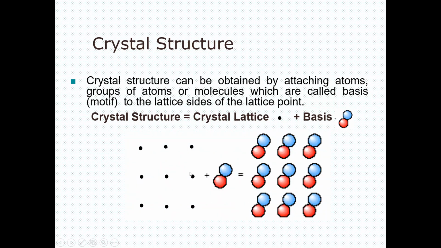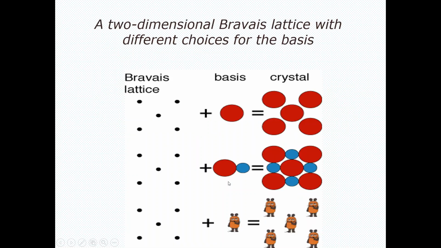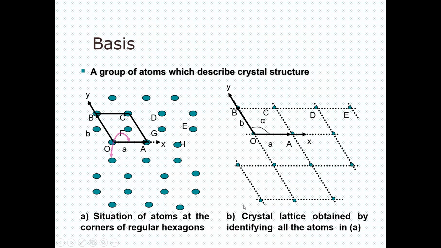Here you can see again in two dimensions: these are the crystal lattice. On the crystal lattice we just put the basis, and it gives us a particular crystal structure. Again in two dimensions you can see a two-dimensional Bravais lattice with different choices for the basis. So the Bravais lattice plus the basis gives you the exact crystal. I think it is a very easy concept for a crystal structure.